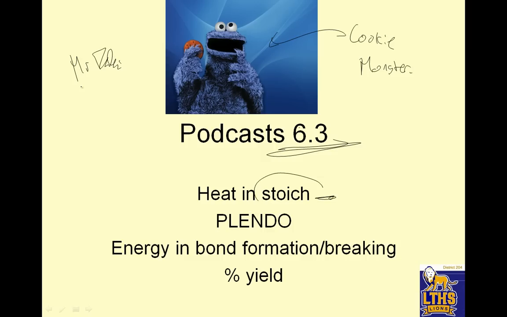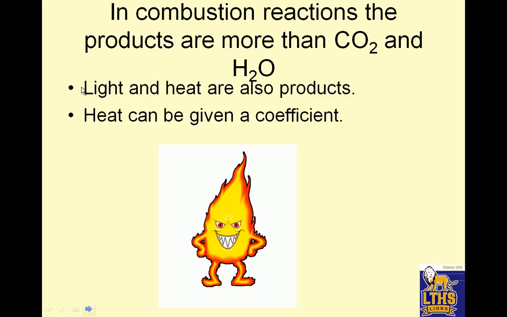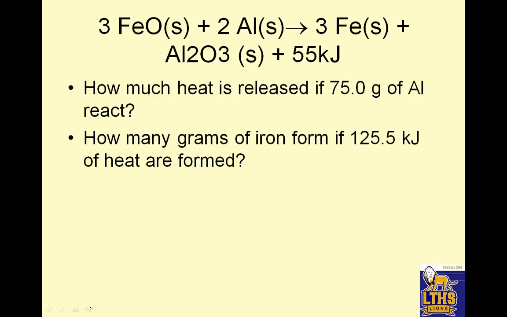We're going to do heat and stoichiometry, and energy and bond formation and bond breaking, and percent yield, which I think I'm going to forget to put on this podcast, so let's go ahead and start. In combustion reactions, the products are more than CO2 and H2O, and we talked about this in my class before. Light and heat are also products, and heat can be given a coefficient. Light can too, but we never do it. So for example, heat comes in the form of energy, and it can have 55 kilojoules of energy. So much heat is released when 75 grams of aluminum reacts.